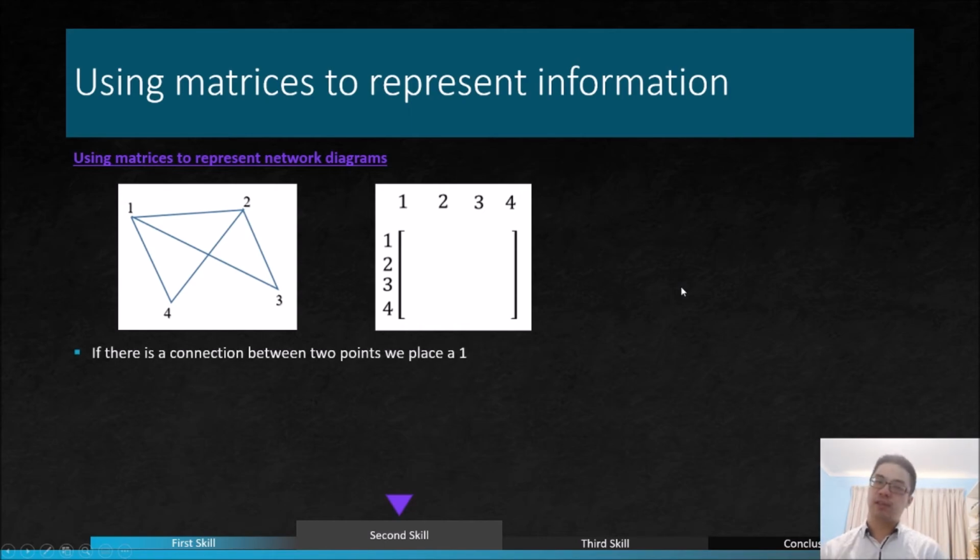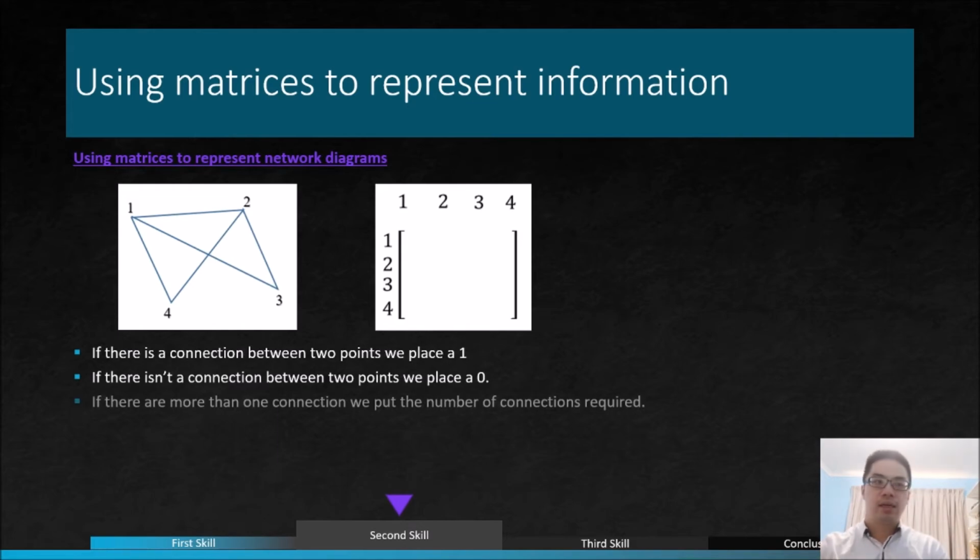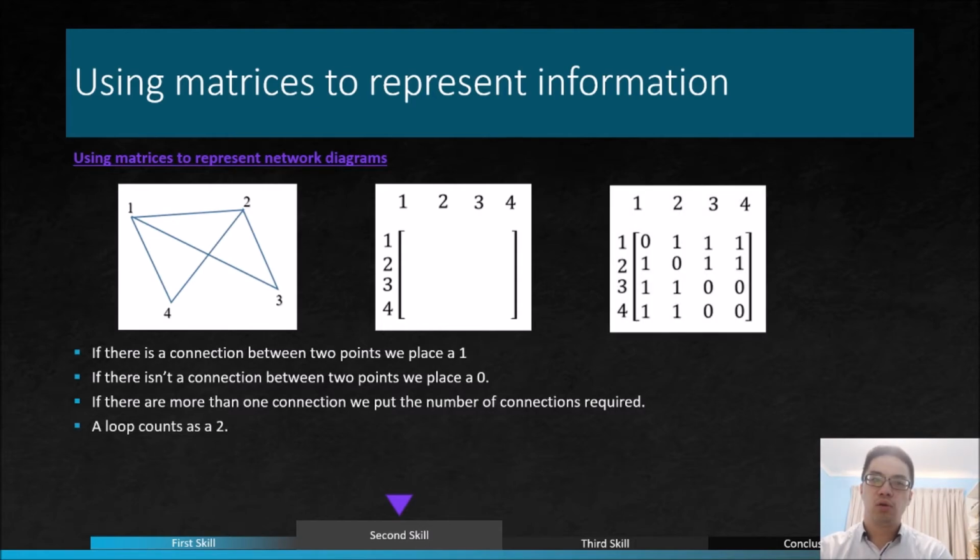So in terms of using matrices to represent a network diagram, if there's a direct connection between 2 points, we put a 1. If there isn't a direct connection between 2 points, we place a 0. If there is more than one connection, we put the number of connections required. A loop counts as 2, so keep that in mind. And as you can see, 1 cannot go to 1 by itself. 1 can go to 2. 1 can go to 3. 1 can go to 4, etc.